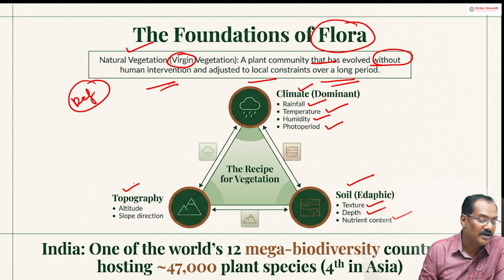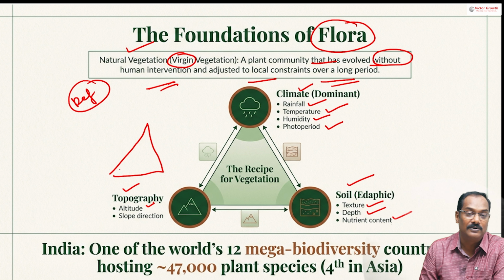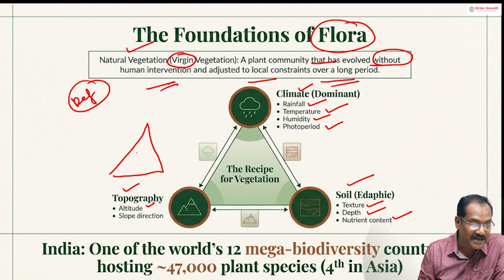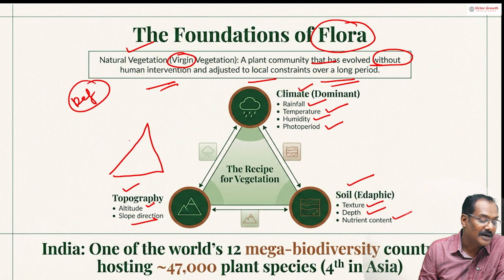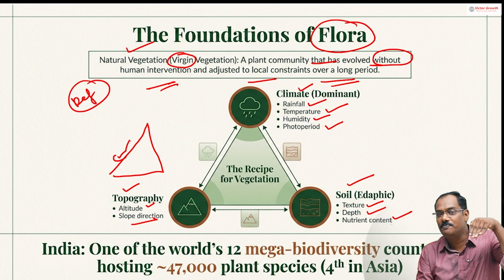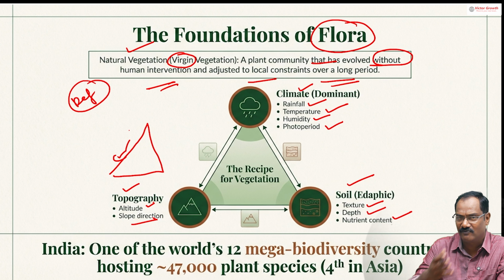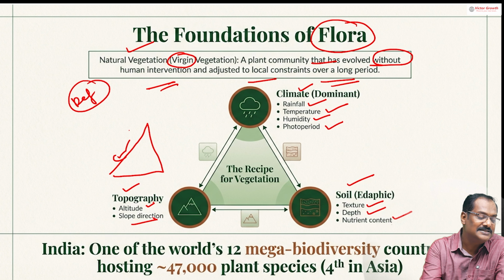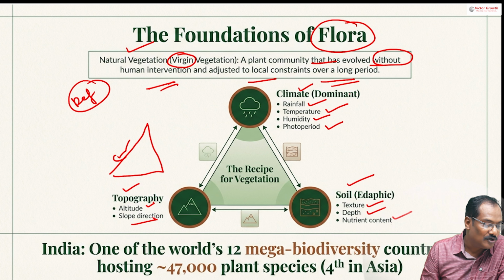Then topography. Topography means altitude and slope. Altitude is important because as altitude increases, temperature decreases. Slope affects runoff of water. If a steep slope is there, water will not stagnate; water will be running. So all these impact the vegetation: climate, soil, and topography.